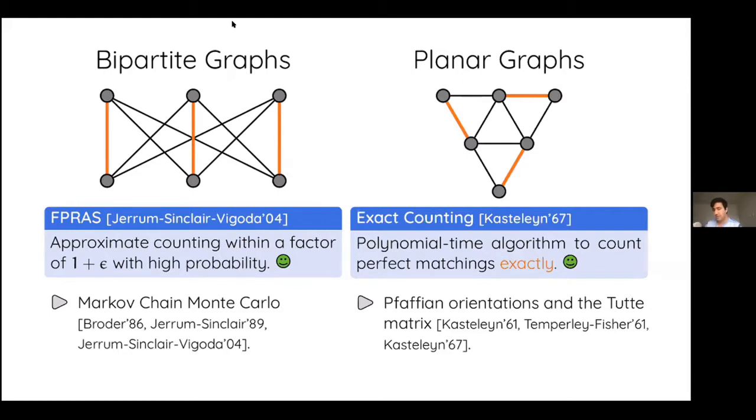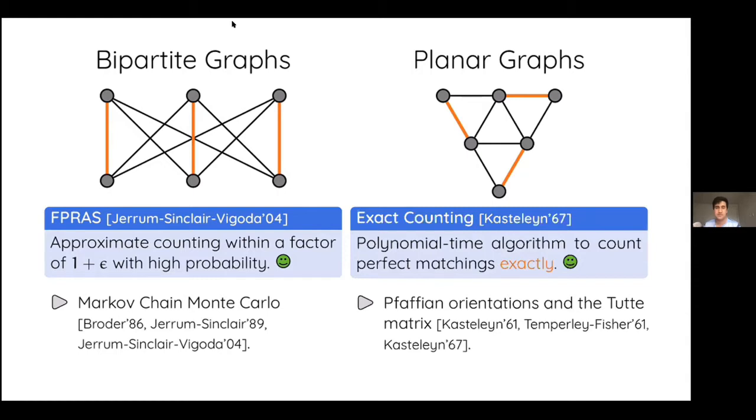I won't go too much into the details of what this algorithm is, but at a very high level, the idea is you come up with a signing of the adjacency matrix of the planar graph so that the determinant of that signed adjacency matrix gives you the number of perfect matchings squared. And Kasteleyn, following earlier work by himself and Temperley and Fisher, showed that you can always construct these signings for planar graphs.